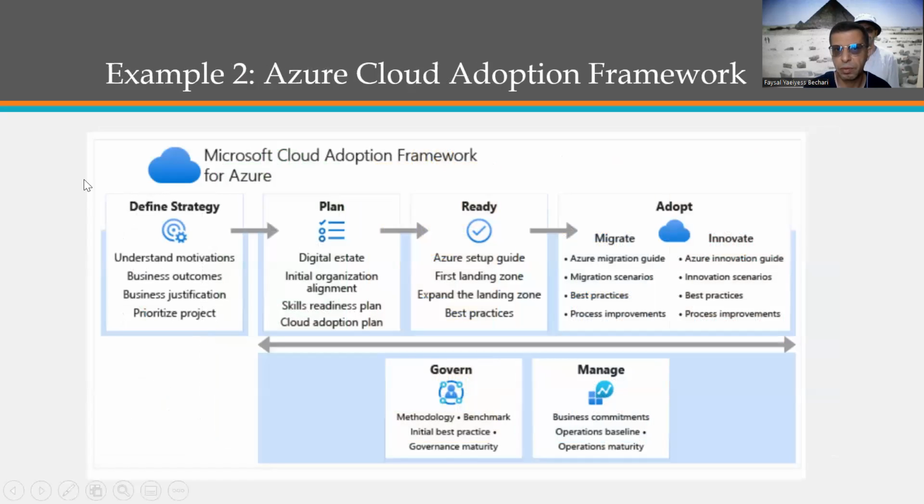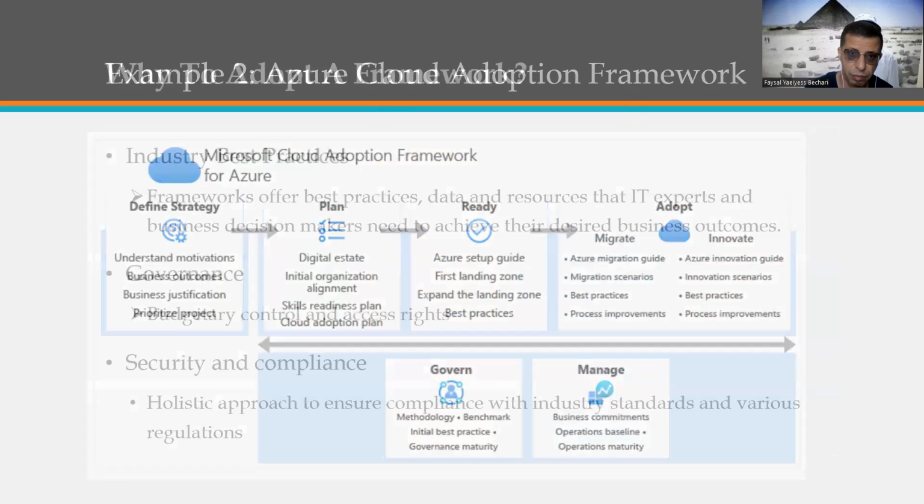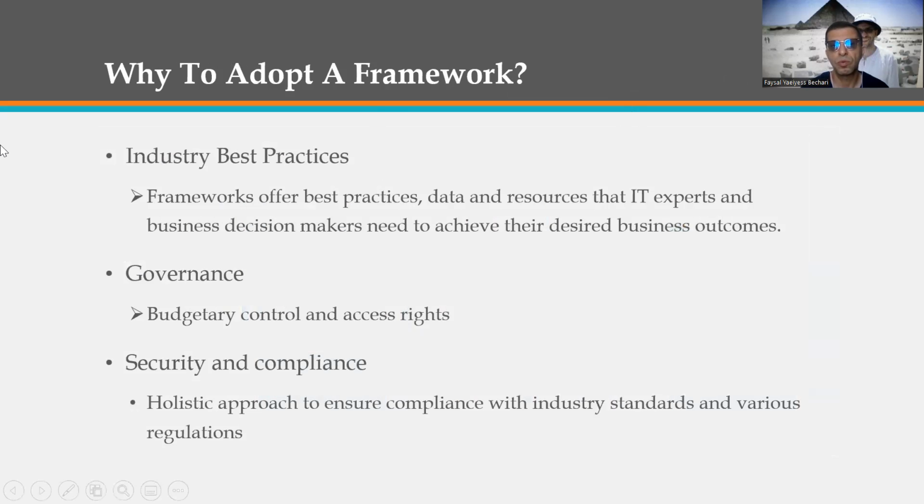The second example is the Azure Cloud Adoption Framework. And also we're going to define how it's done. Define the strategy, then plan for it, and get ready, adopt, and govern and manage. During the plan, ready, and adopt, all these stages. That's the Azure cloud framework.